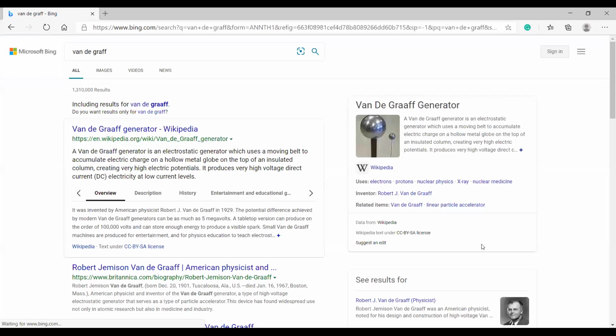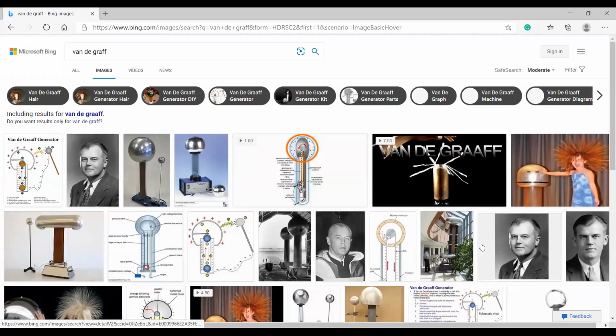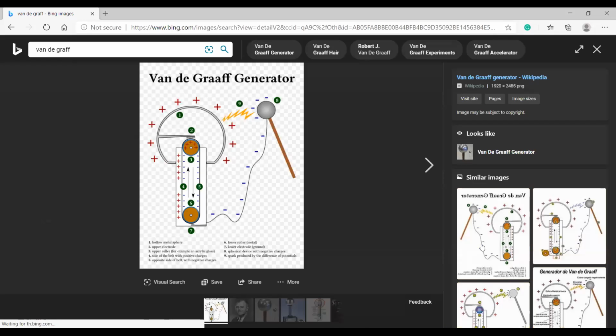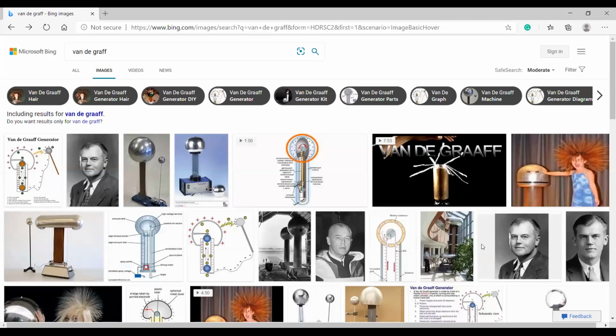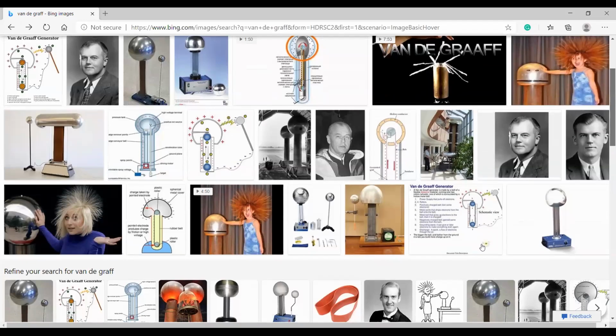Van de Graaff was a person who built this arrangement. Do you see now the Van de Graaff? It's an arrangement where you produce static charges on its surface. Suppose you produce a lot of positive charge on its surface. That's the Van de Graaff generator. Van de Graaff was the name of the person who first experimented with this arrangement.